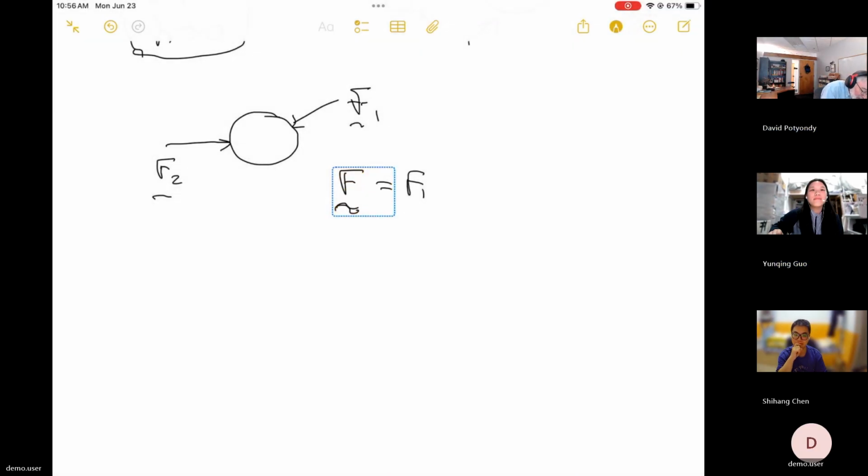F1 plus F2, that's the total force. With me? This is the rigid body. So Newton says total force has got to equal the mass of that body. So this guy has a mass, times the acceleration of that body, right?